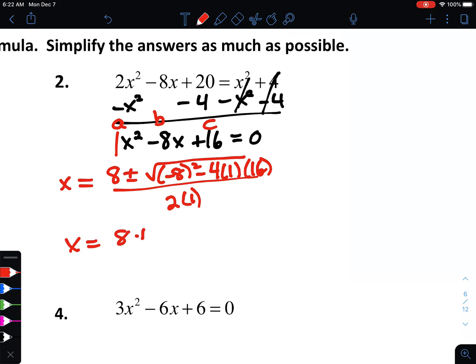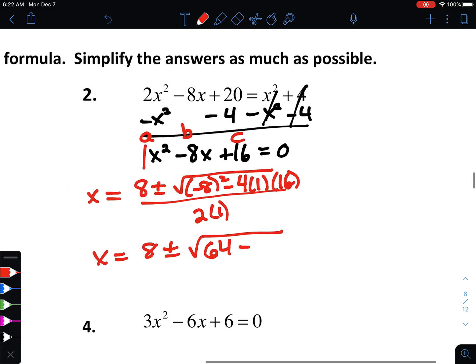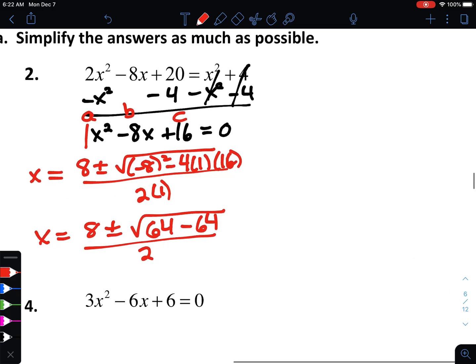Okay, so let's simplify a little bit. We've got 8 plus and minus the square root of -8 squared, which is 64. 4 multiplied by 1 multiplied by 16 is also going to be 64. So we'll have 64 minus 64 all over 2 multiplied by 1, which is 2.